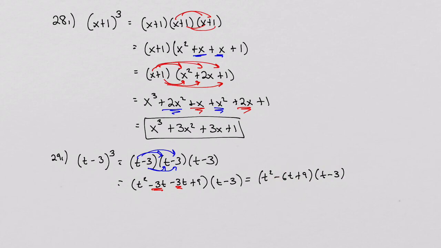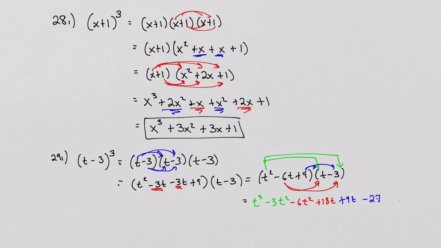That's what I'm going to do. So I'm going to take this t squared and I'm going to distribute it in. I'm going to take this negative 6t and distribute it in to the second set. And I'm going to take the plus 9 and distribute it in. So I'm going to write these all in color just because it's a little bit confusing when you're writing it all out. So from the green distribution, we're going to get t cubed minus 3t squared. From the red distribution, we're going to get minus 6t squared plus 18t. And then from the blue distribution, we're going to get plus 9t minus 27.